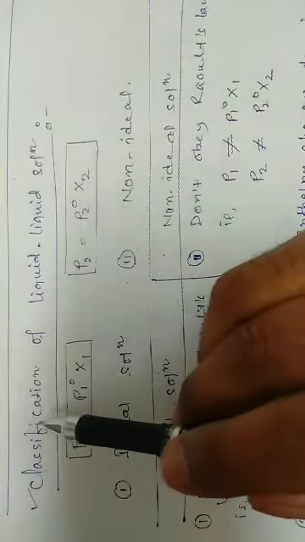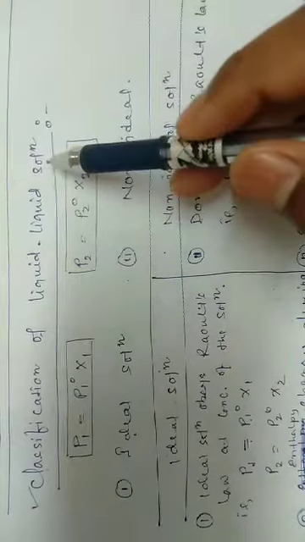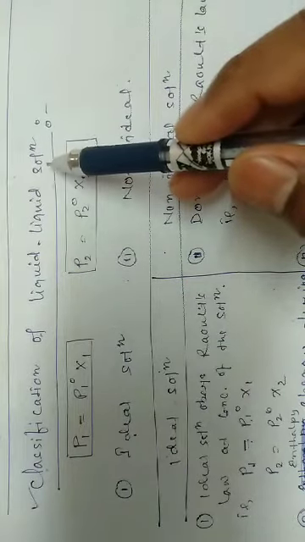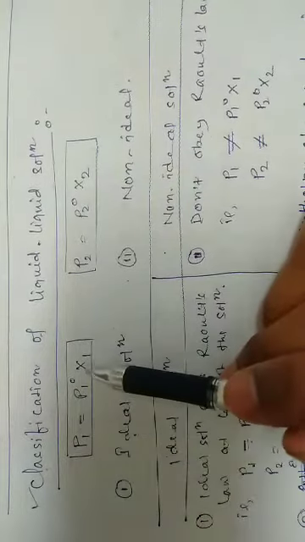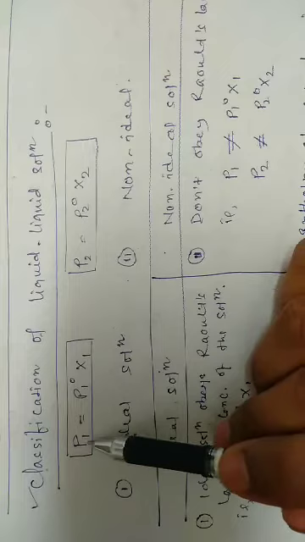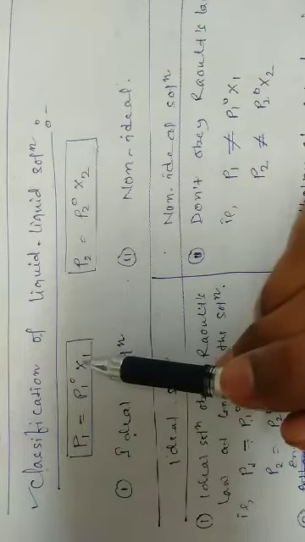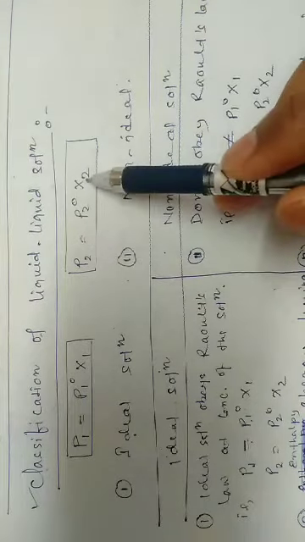So today's topic is classification of liquid solution. So for a liquid solution, for the component 1, Raoult's law is P1 equal to P1 not X1. For the liquid component 2, Raoult's law is P2 equal to P2 not X2.